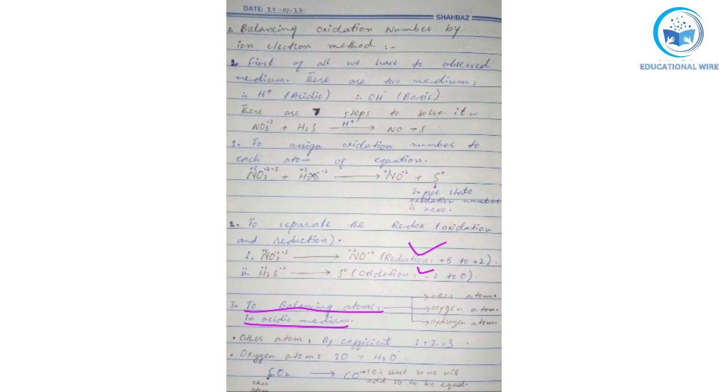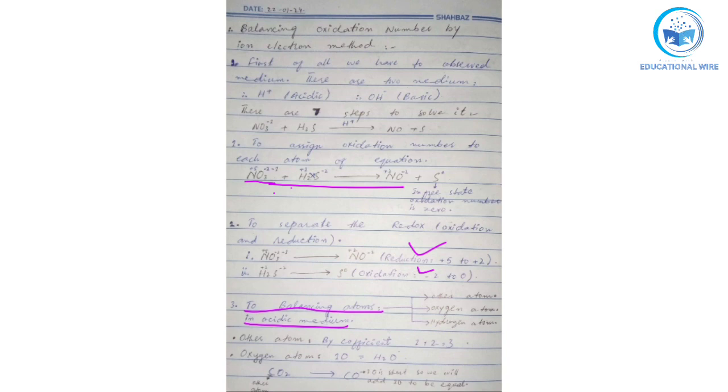Acha, I missed one point over here that I haven't written. In total there are 7 points, but one point I haven't written: if it is not in ionic form, first of all we will make this equation in ionic form, then we will move forward. If it is already in ionic form, we will leave that step. Okay, now moving towards the fourth step, balancing atoms in acidic medium.